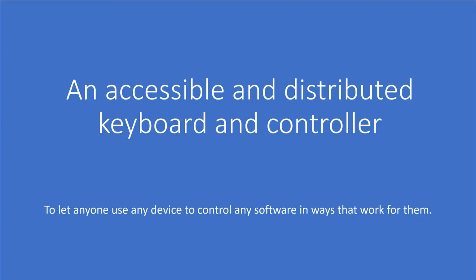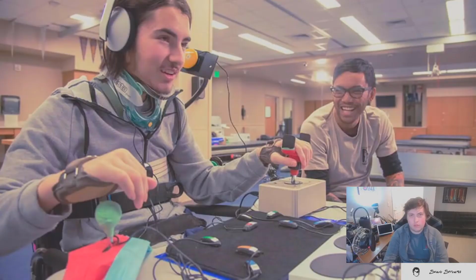Suave Keys is an accessible and distributed keyboard and controller that uses both voice and expression to allow anybody to use any device that they have at their disposal to control software in ways that work for them. It's powered by Azure and cognitive services, as well as a slew of other Windows services like C#, Xamarin, UWP, and more.